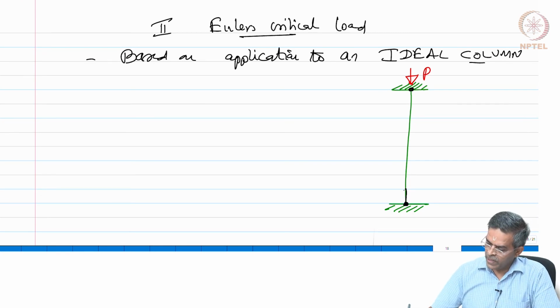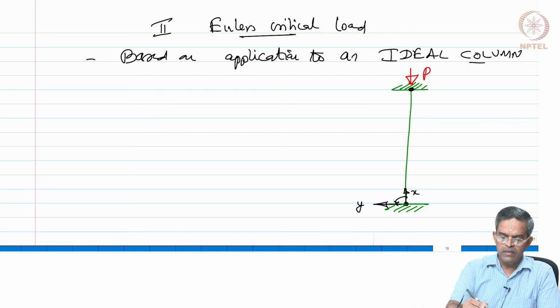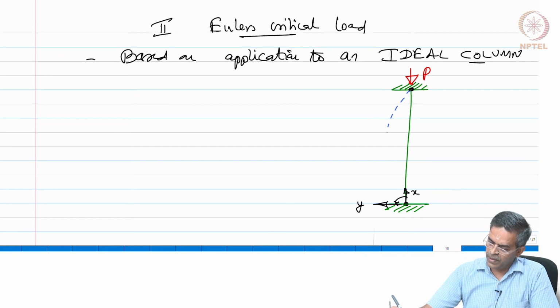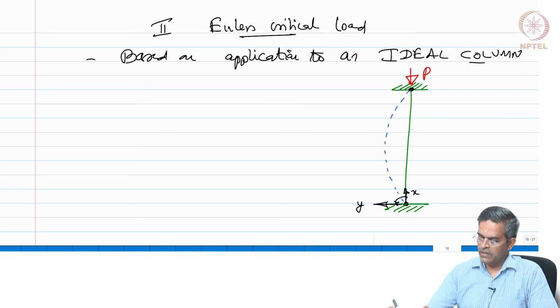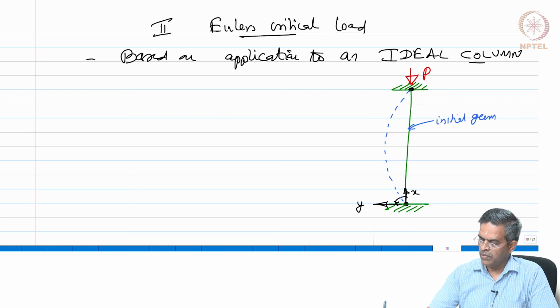Let us say this is my positive x and anti-clockwise 90 is positive y. The deflected profile is shown here. This is the initial position of the column, or initial geometry. This is the deflected geometry under load.